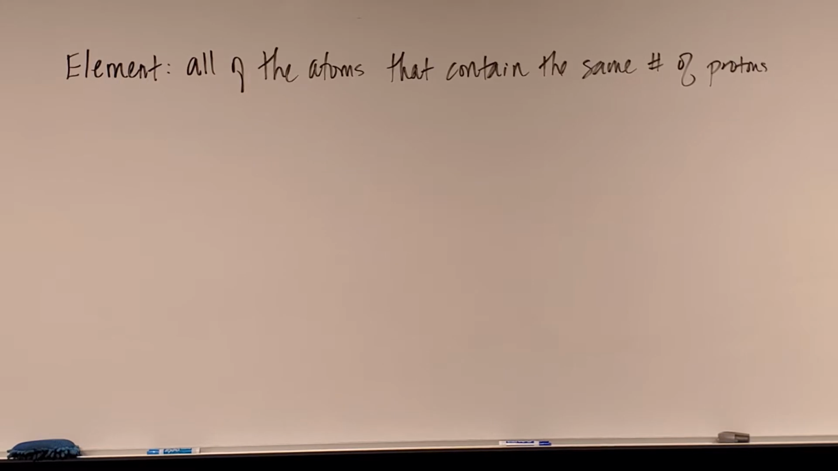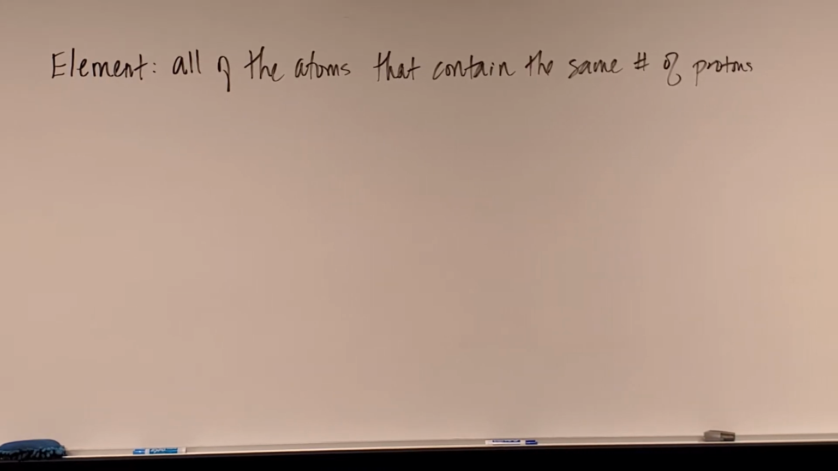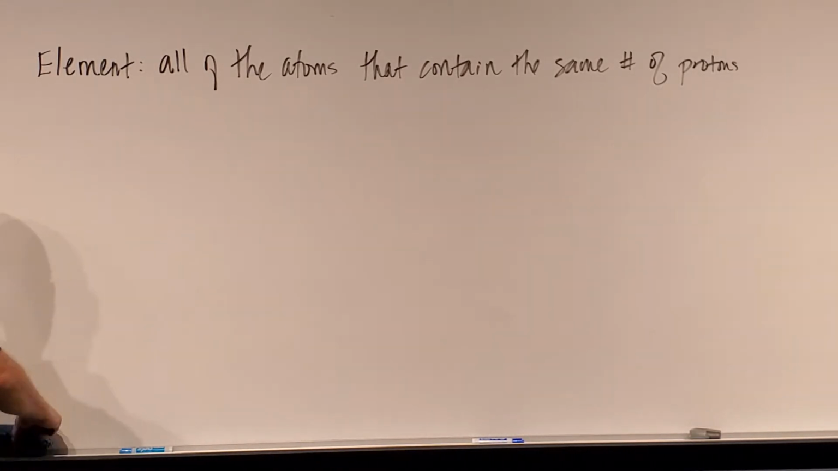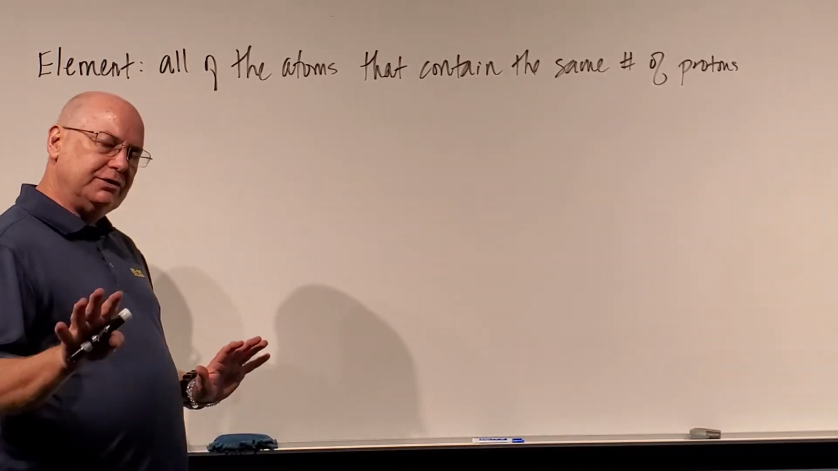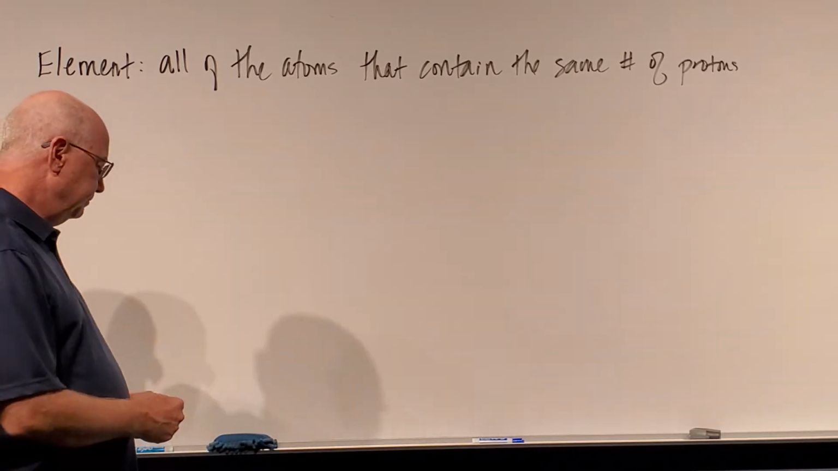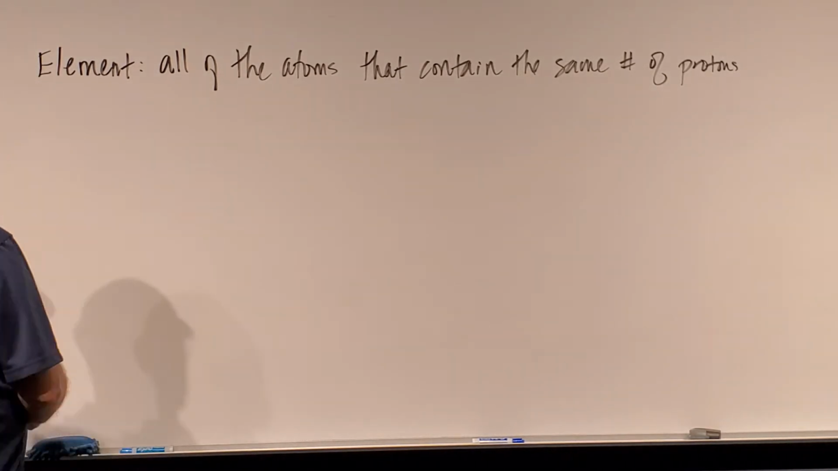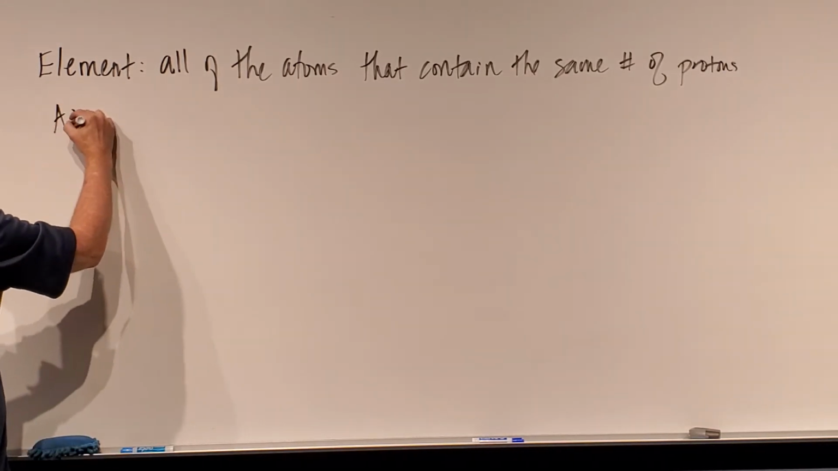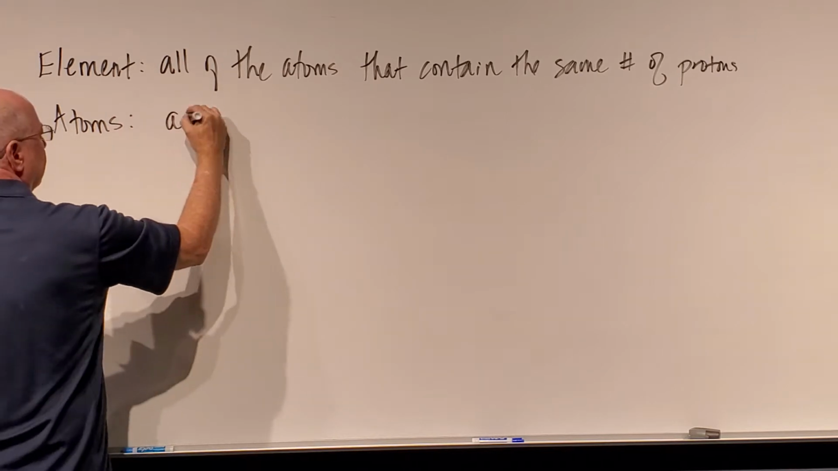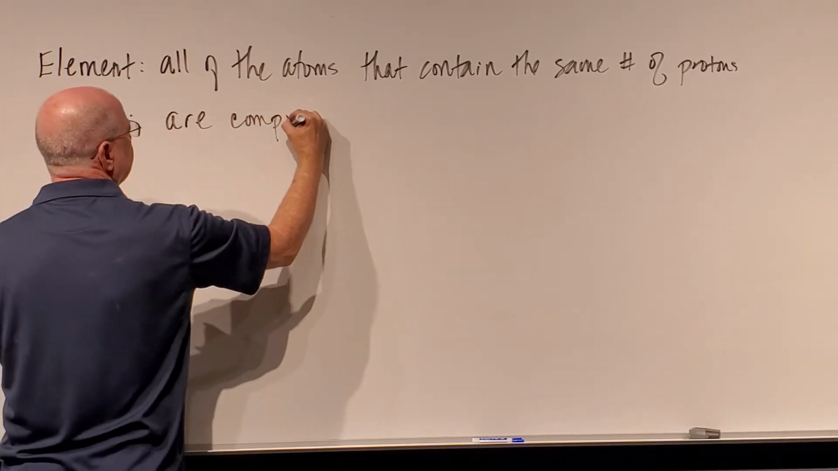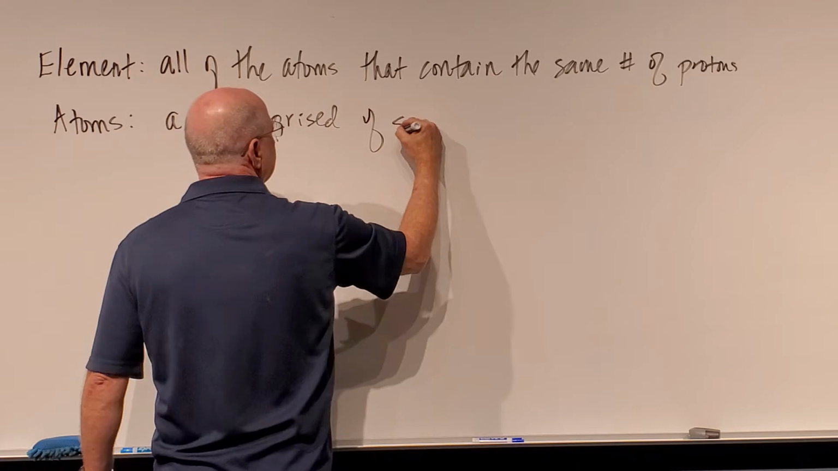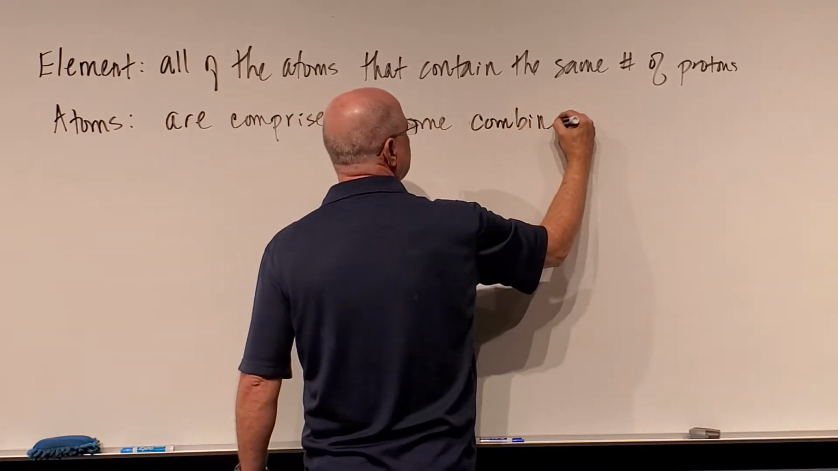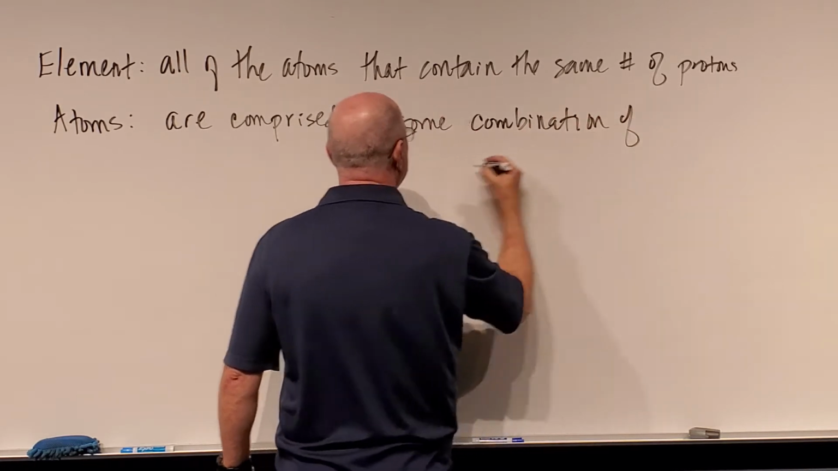An element is all of the atoms that consist of the same number of protons. Okay? Now, what does that really mean? Well, we're going to get into the structure of an atom in just a moment. So, when I have an atom, all atoms are comprised of some combination of subatomic particles.